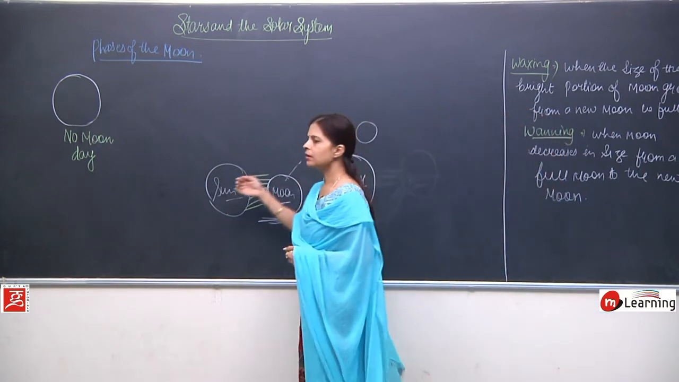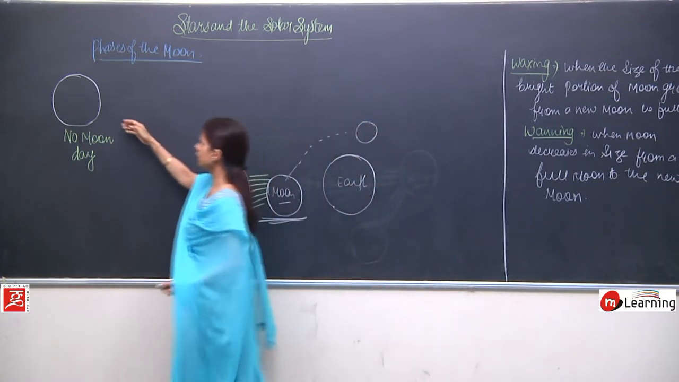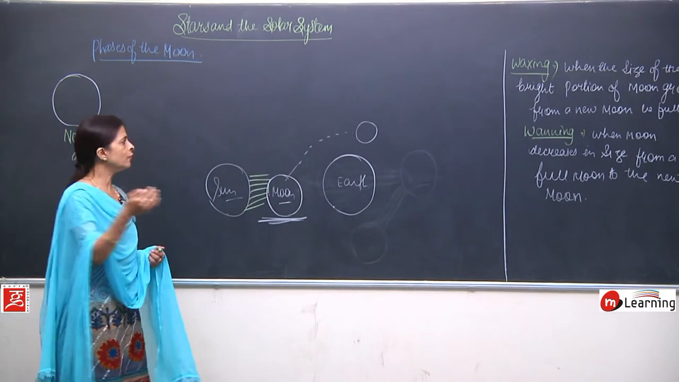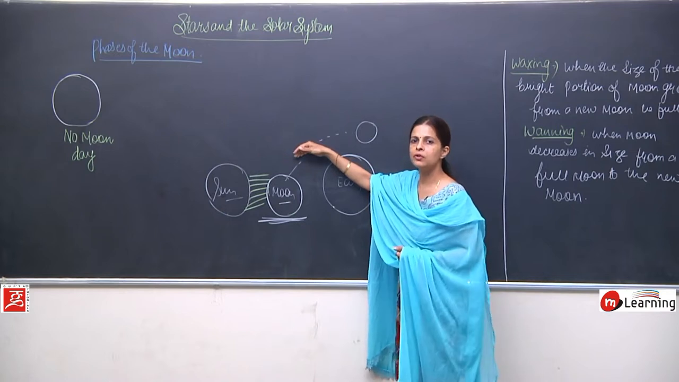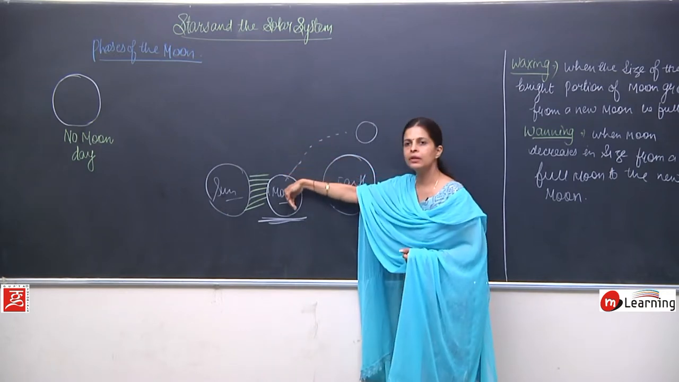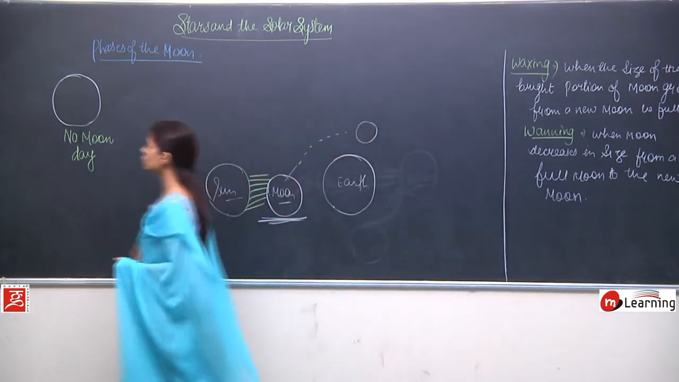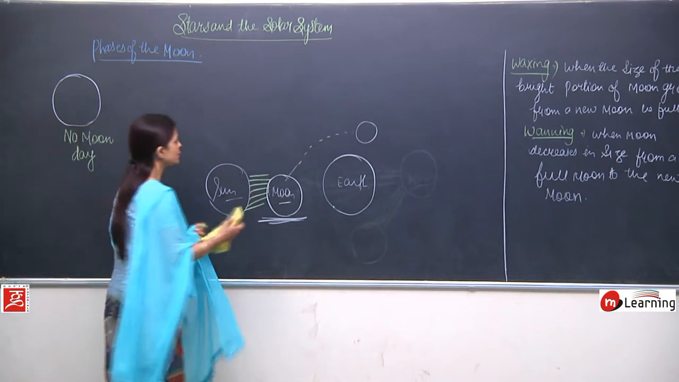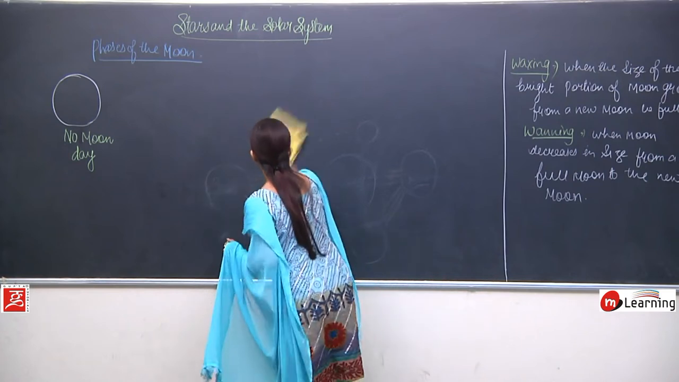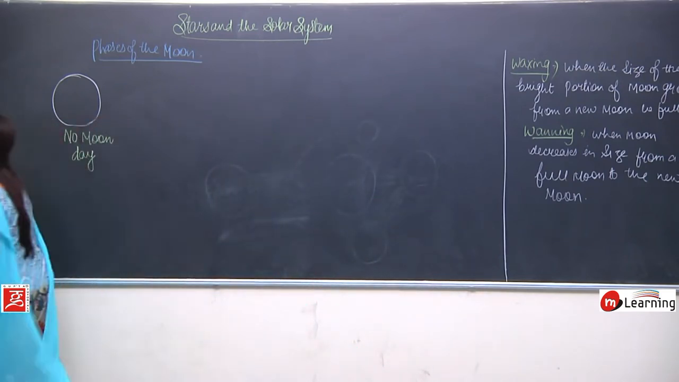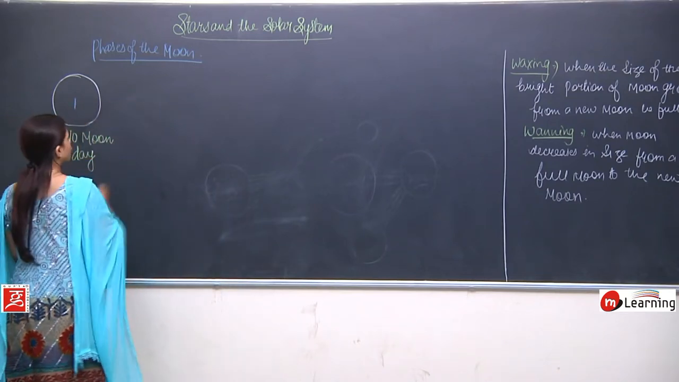Now what will happen? Slowly the moon will move towards the earth, isn't it? In the beginning, when the no moon day was there, the moon was moving towards the sun. Now slowly the moon will approach towards the earth, and we will be able to see a little part of the moon. So let's have that. Now this is the first stage. I will draw a few more.